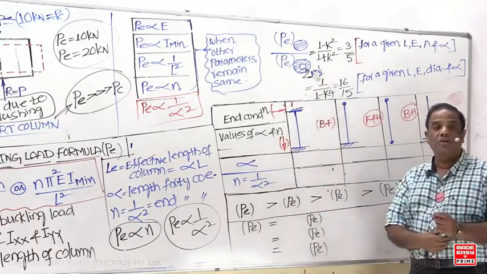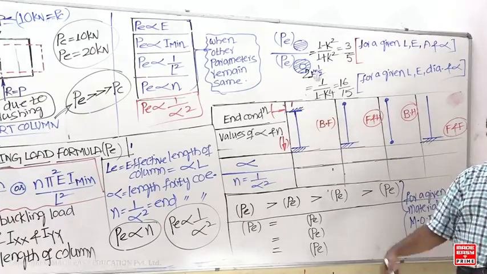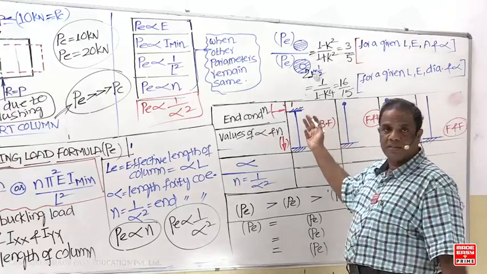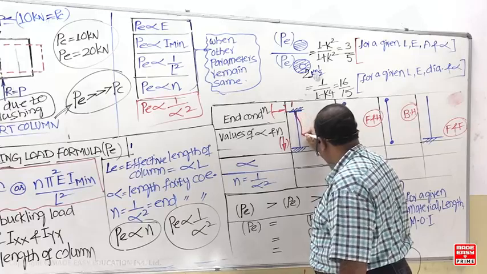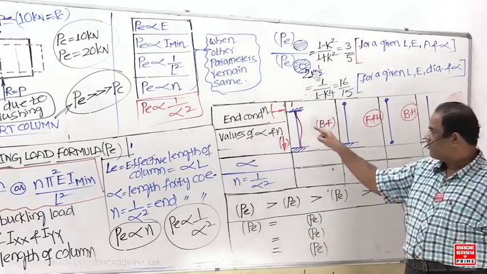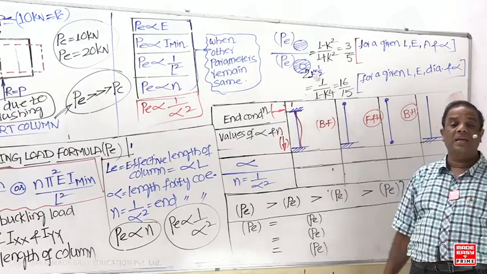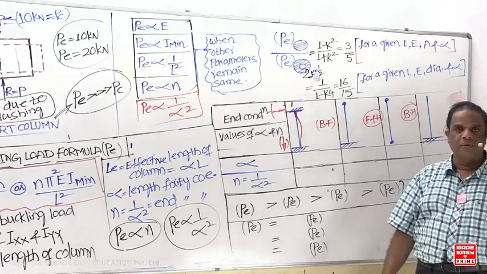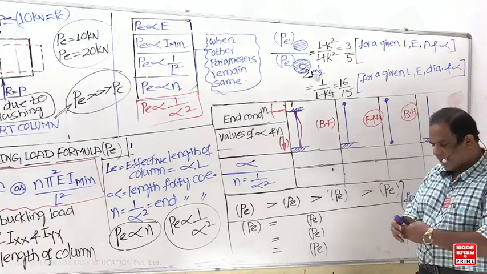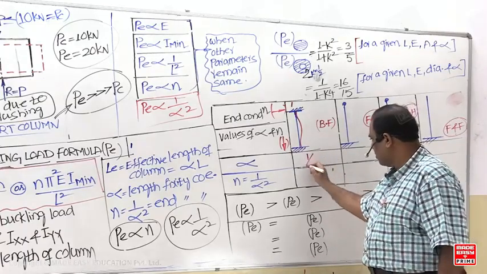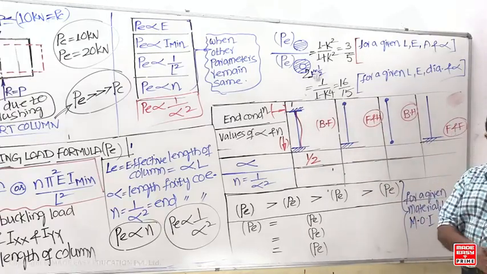This end condition is similar to a fixed beam. The buckling curve is similar to the elastic curve of a fixed beam. At the fixed end the slope is 0. BF means both ends fixed, and here the alpha value is 1 by 2. Next, fixed and hinged is a propped cantilever beam.